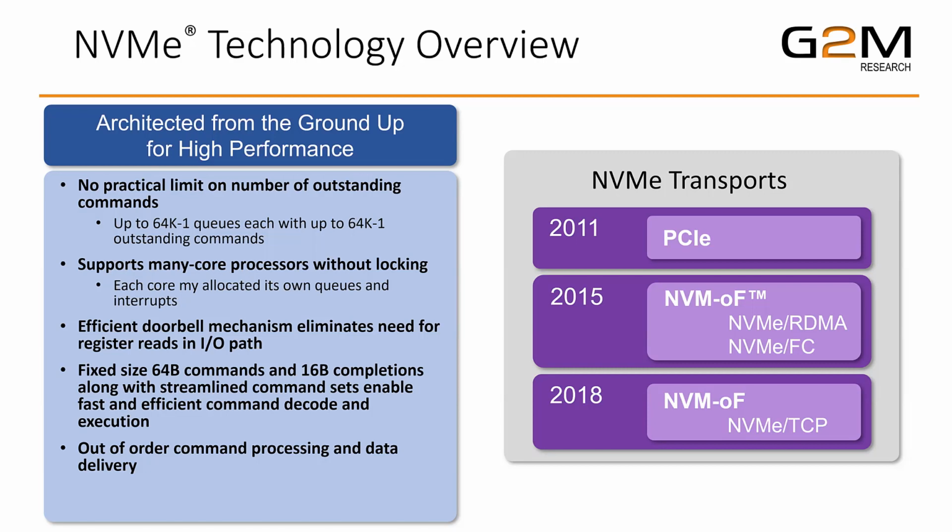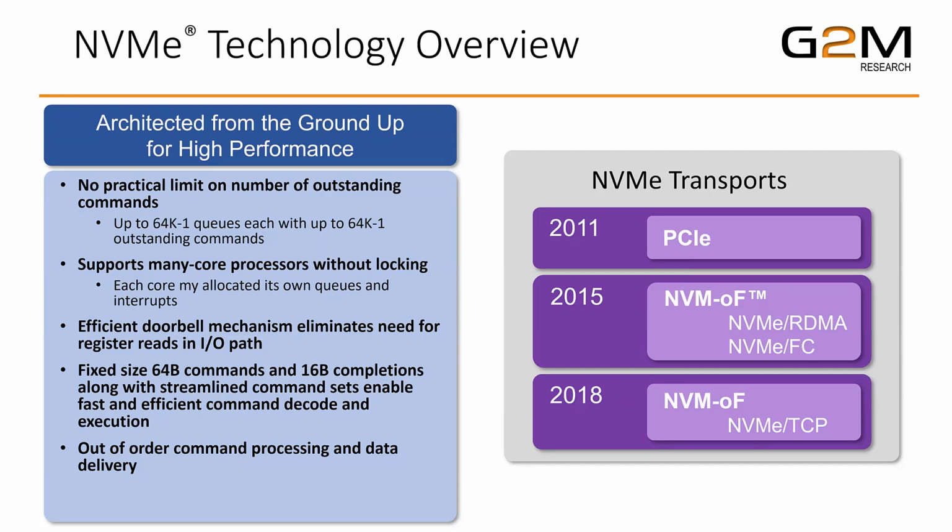We support many core architectures, so you can allocate queues and interrupts to each core, which eliminates the need for locking. We have a very efficient doorbell mechanism, so unlike storage protocols prior to that, which required reads, you can do everything with writes. We have fixed size commands and completions, which make command fetch, decode, and execution very streamlined and high performance. Finally, NVMe supports out-of-order command processing and data delivery.